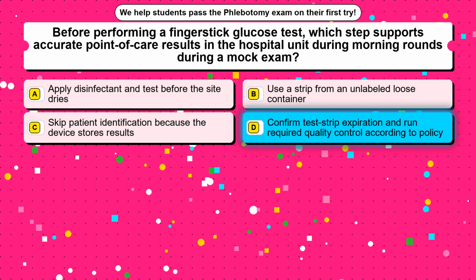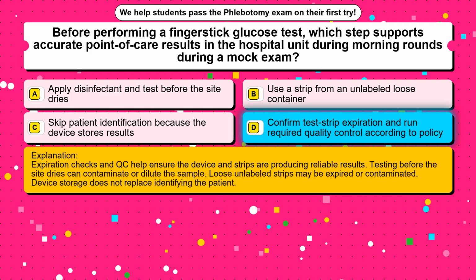Confirm test strip expiration and run required quality control according to policy. Expiration checks and QC help ensure the device and strips are producing reliable results. Testing before the site dries can contaminate or dilute the sample. Loose unlabeled strips may be expired or contaminated. Device storage does not replace identifying the patient.